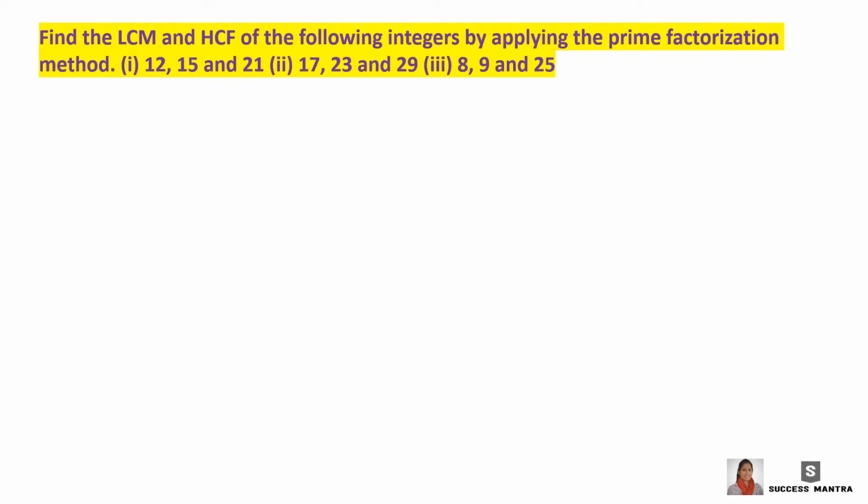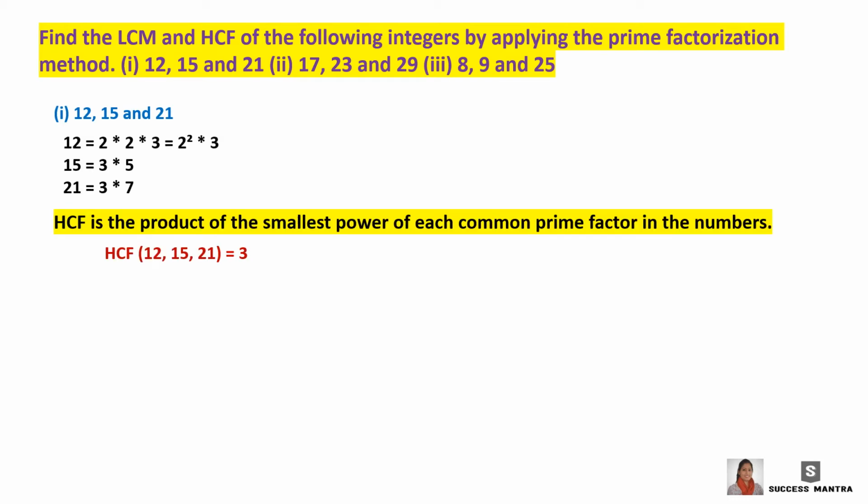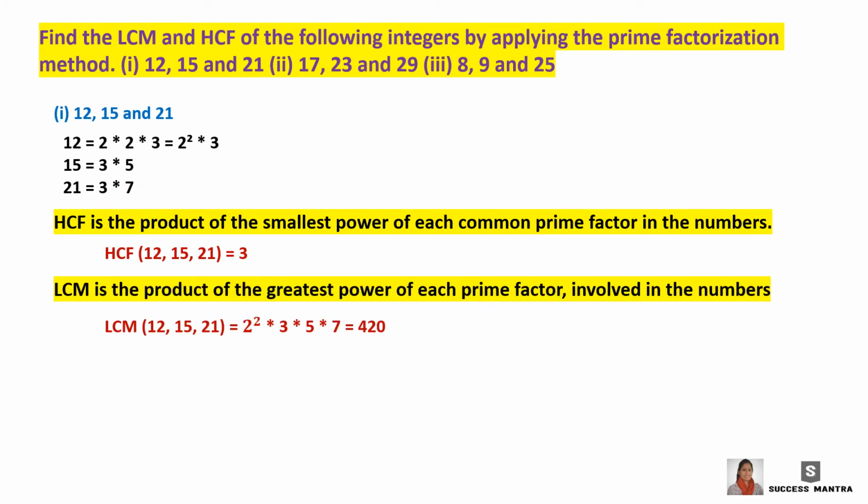So moving on to the third question, find the LCM and HCF of the following integers by applying prime factorization method: 12, 15, 21; 17, 23 and 29; 8, 9 and 25. So we are taking the first set and we factorize it and we find the HCF. HCF is the common smallest prime factor, that is here it is 3, and LCM is the product of the greatest powers of each prime factor. We get 2 square into 3 into 5 into 7, that is 420.